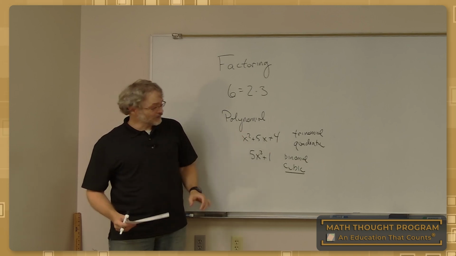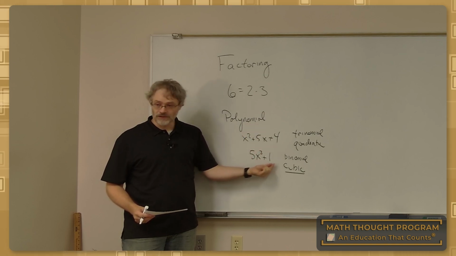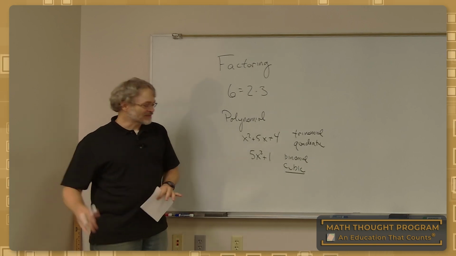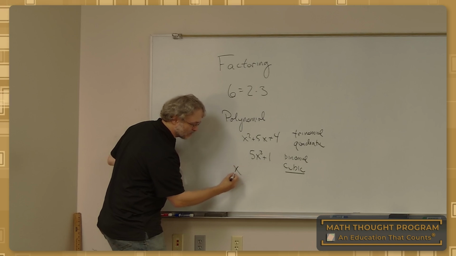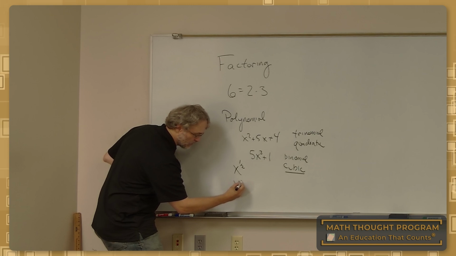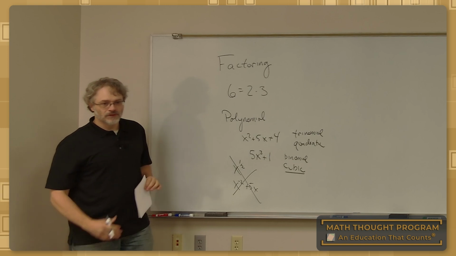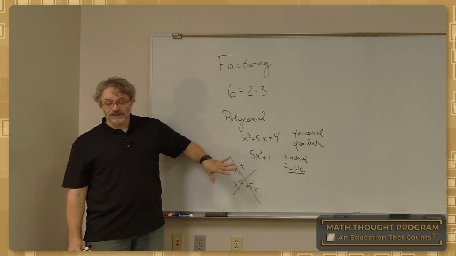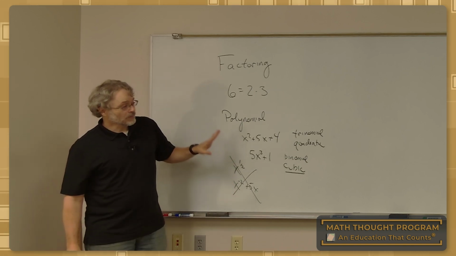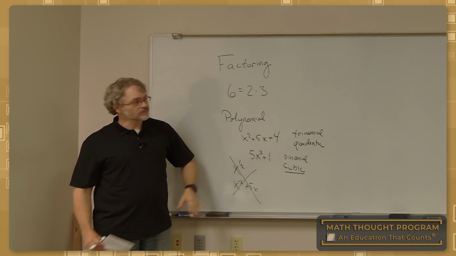Now, a polynomial, again, is just many terms put together, combined with an addition or a subtraction. What I'm not talking about, at least not for the time being, is things like something to the 1/2 power or something to a negative power. These are not going to be polynomials. We'll talk about these later on, but it's not for our discussion for the time being.